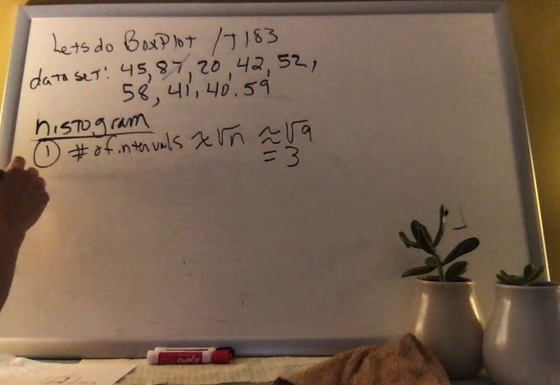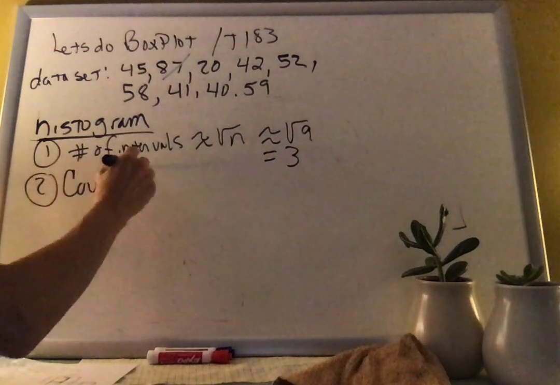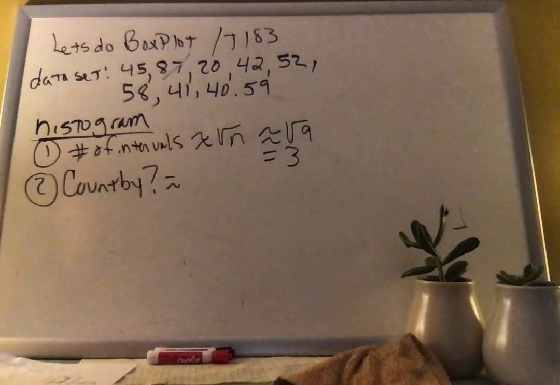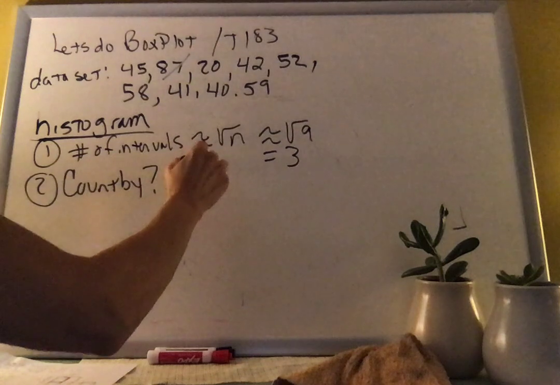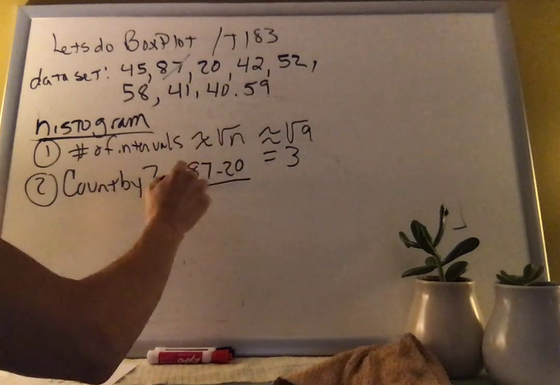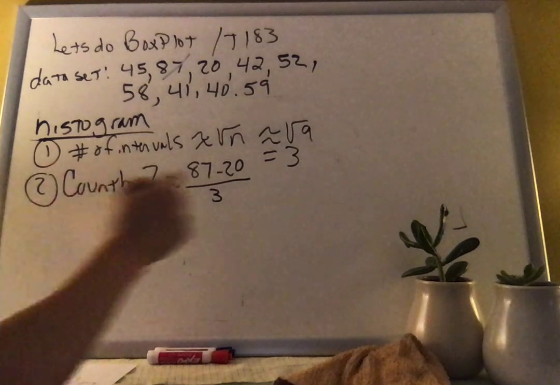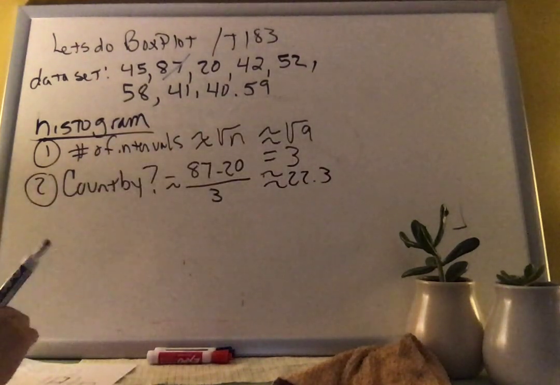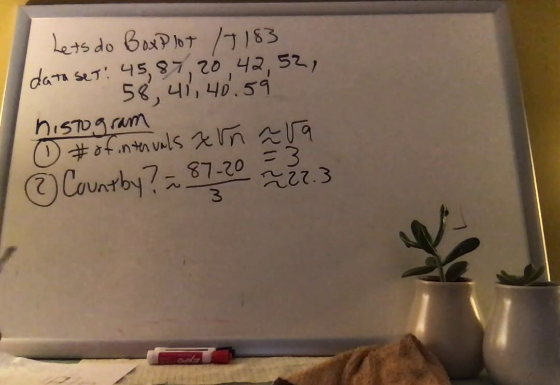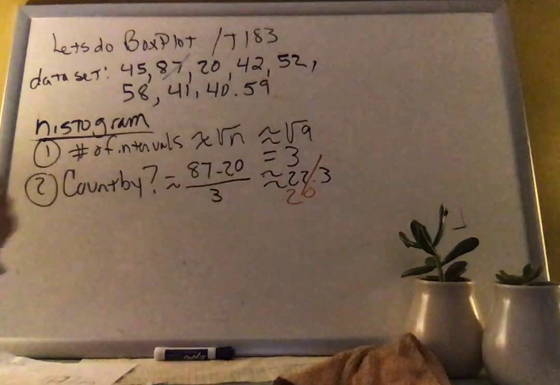Now, what are we going to count by? Max minus min divided by what number did you decide you were going to use in step 1? This gives you 22.3. There's really no need to count by 22. Let's be lazy. Let's count by 20. That just seems so nice.